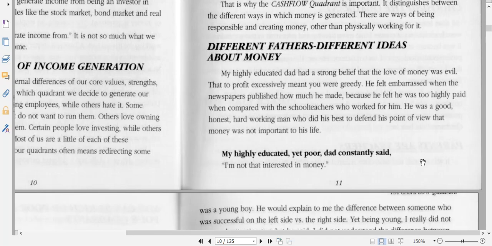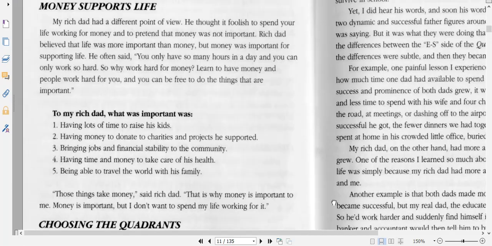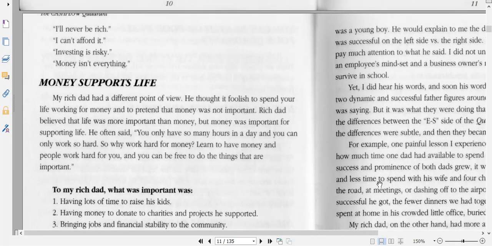My highly educated yet poor dad constantly said, I am not that interested in money. I'll never be rich. I can't afford it. Investing is risky. Money isn't everything. Money supports life. My rich dad had a different point of view. He thought it foolish to spend your life working for money and to pretend that money was not important. Rich dad believed that life was more important than money, but money was important for supporting life.